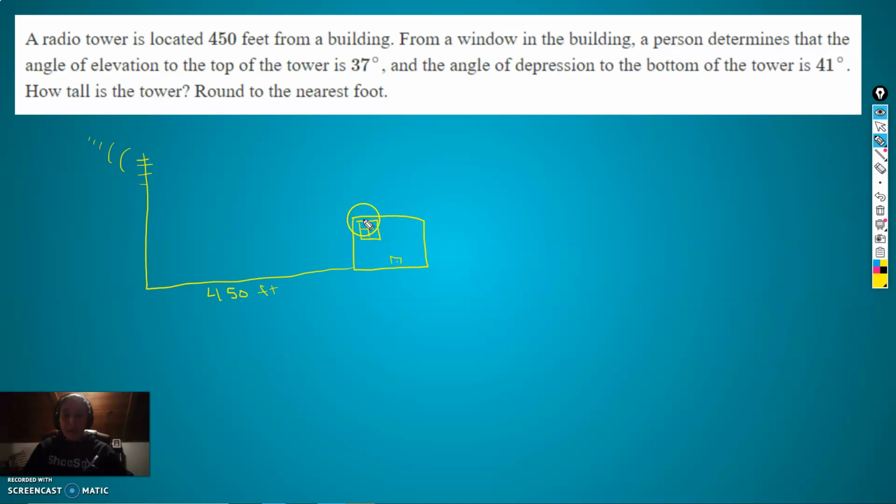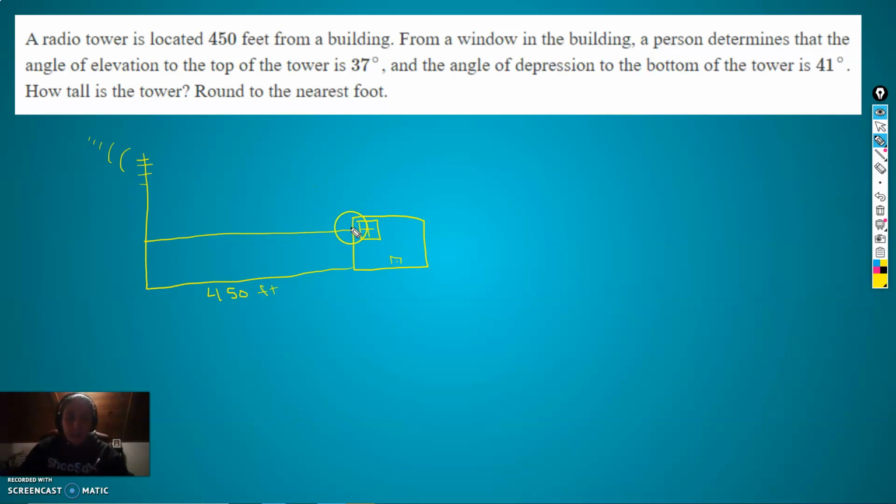From a window, oh, good thing I drew a window, a person determines that the angle of elevation to the top of the tower is 37 degrees. Okay, well, angle of elevation. So suppose this person is in this window. So here is the person's completely straight 0 line of sight, right? Because you're looking out straight, you're looking at an angle of 0. When you look up, you start to get an angle of elevation, and then when you look down, you get an angle of depression.